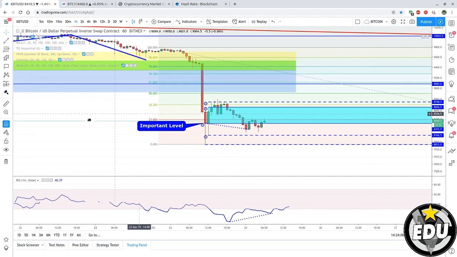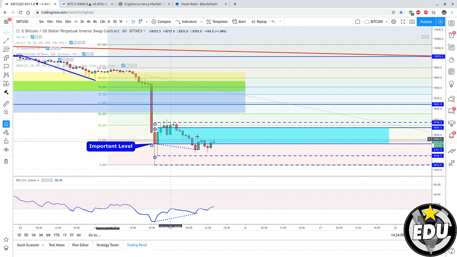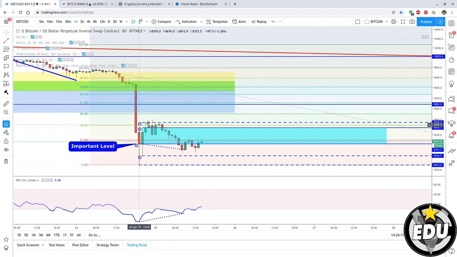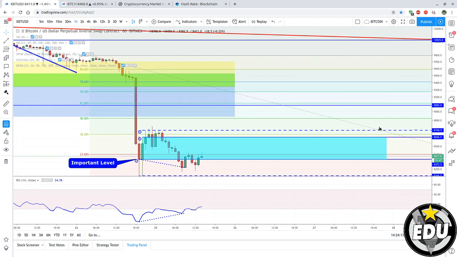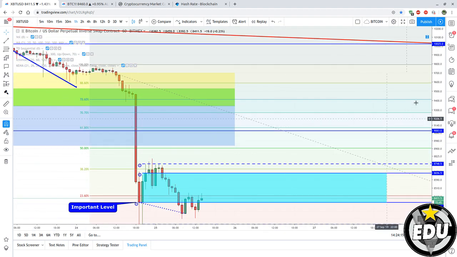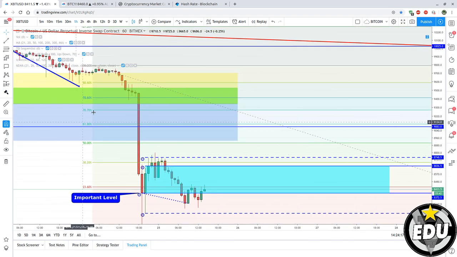I just, there's a Fibonacci there. Of course, if we break this, I think it will go straight up to 10k again. It might just make a false breakout if it breaks here, because there is no resistance that happened in this candle.